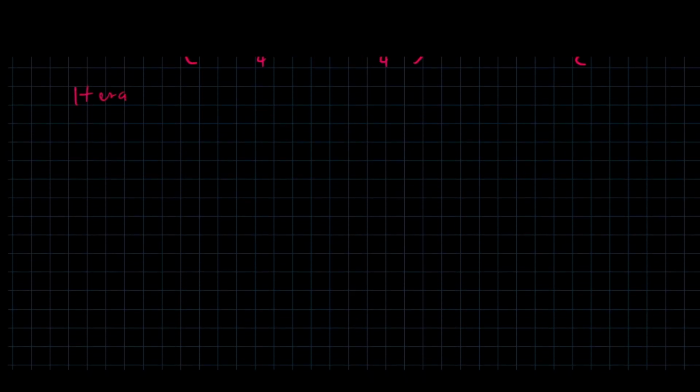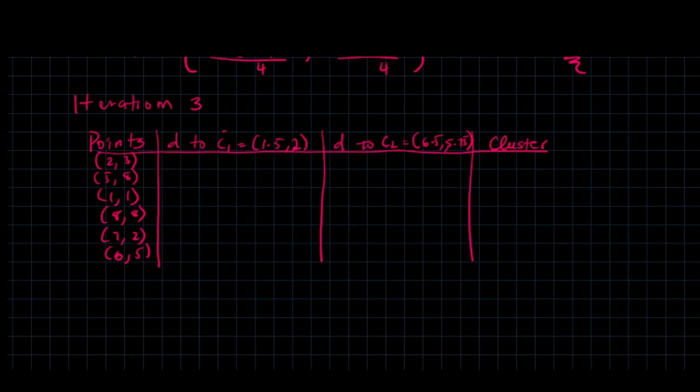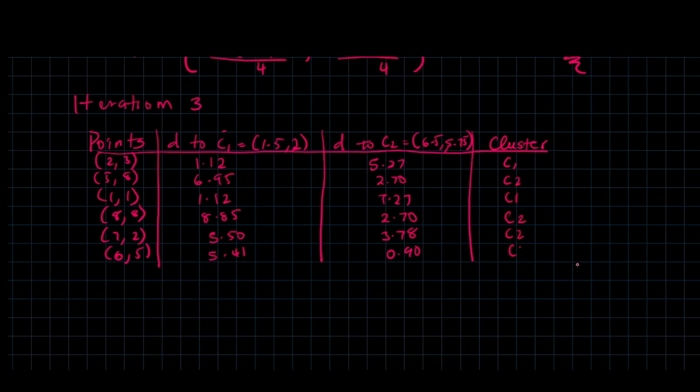So iteration 3. We have to keep going until we reach convergence, that is, when C1 and C2 have stopped changing, and we have not reached that yet. For this iteration 3, we use the same normal distance formula and get 1.12 here. For C2 we do the same formula and get 5.27. So these will be our final answers. Then we simply classify each point depending on which number is less. So this will be C1, C1, C2, C1, C2, C2, and C2.